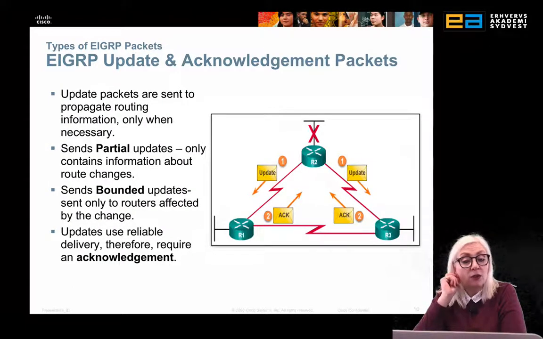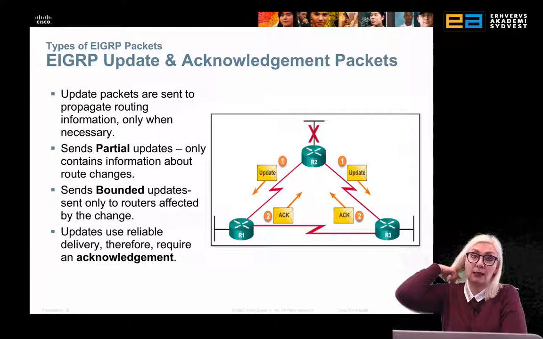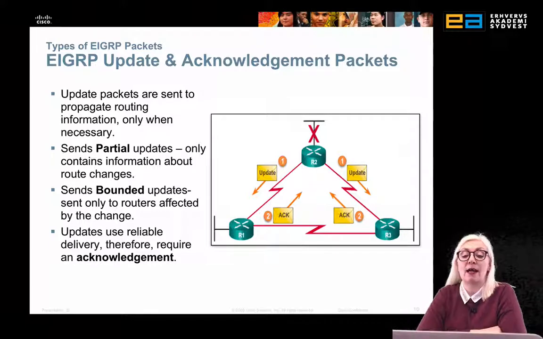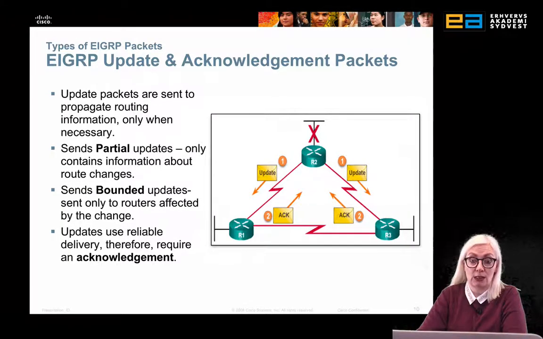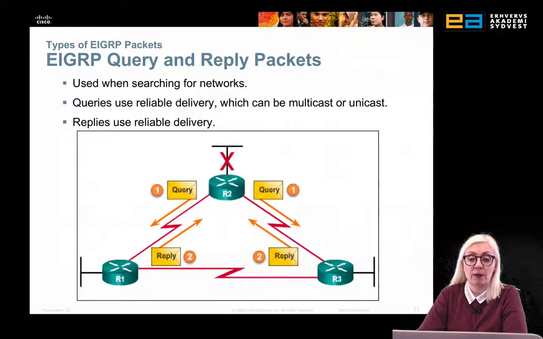When there is a change in one of the router's networks, it will send out an update with this. And as I said, these are partial updates that only contain information about the route that has changed, and it is sent out as a bounded update, which is only to the routers that are affected by the change. When I've sent an update, I must have an acknowledgement that it has been received. So it is a reliable delivery here.